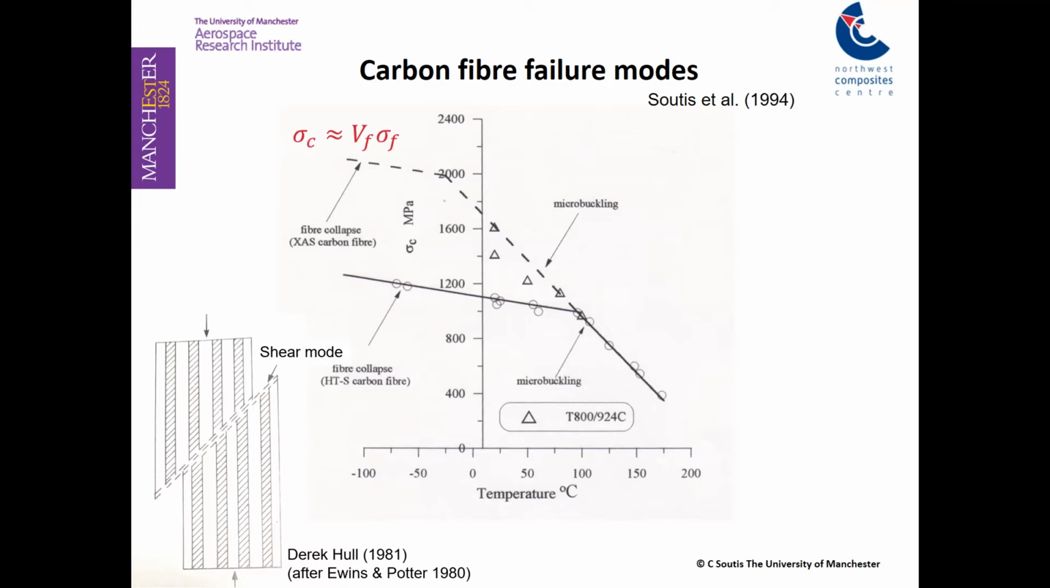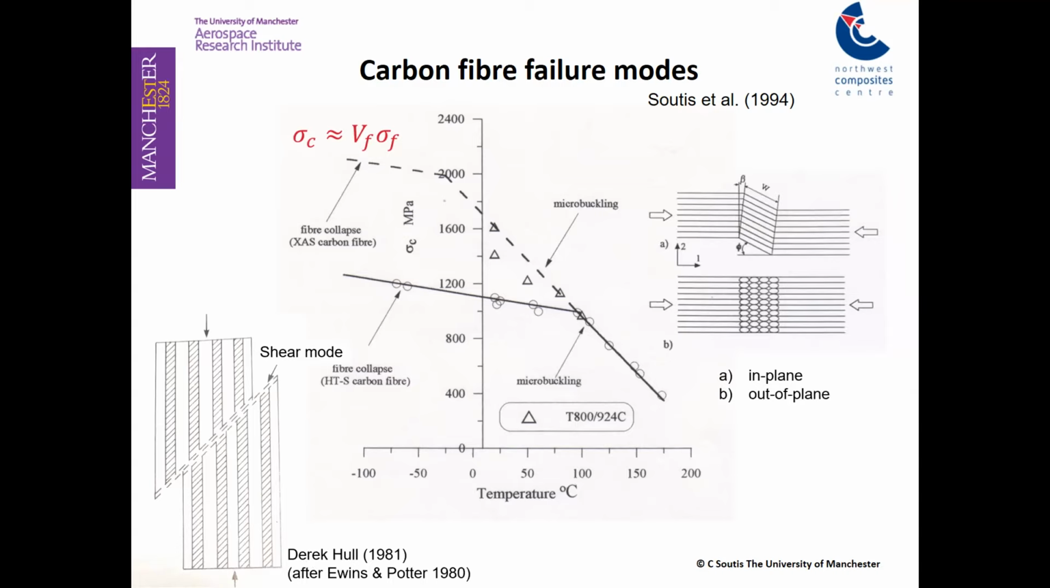And for this system, we can see that at about 100 degrees Celsius, the mechanism transitions from shear mode failure to fiber microbuckling. And then the triangle points are for newer systems like the T800/924C carbon fiber epoxy, where the dominant damage mode is fiber microbuckling at room temperature.